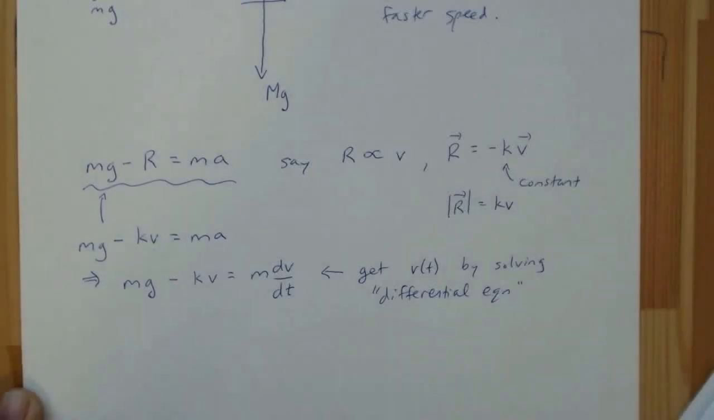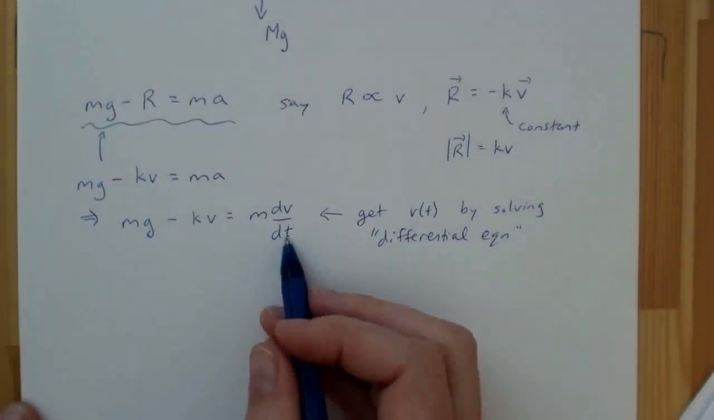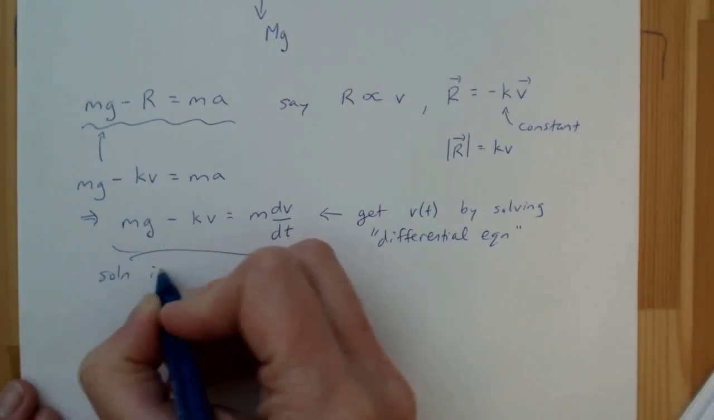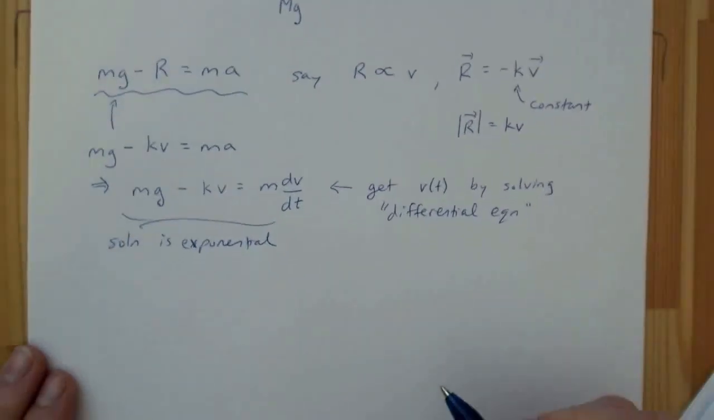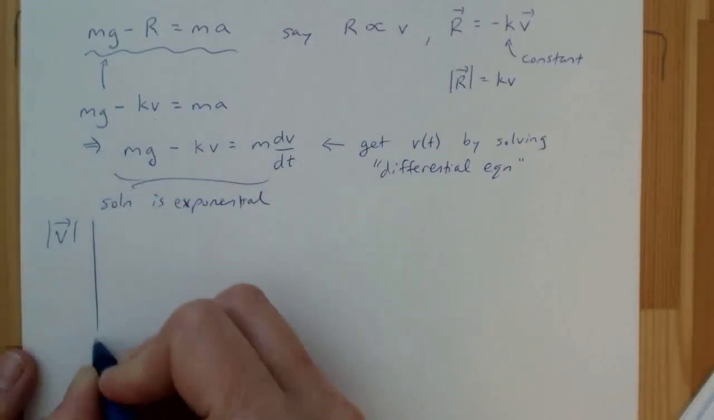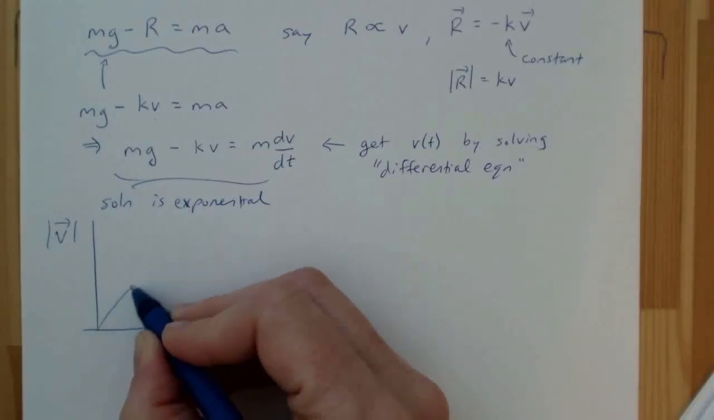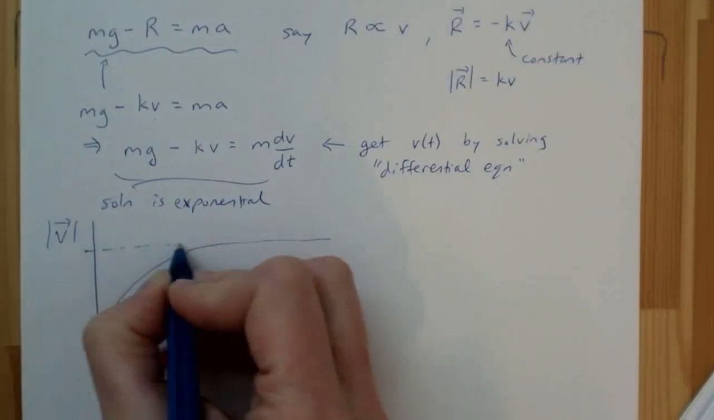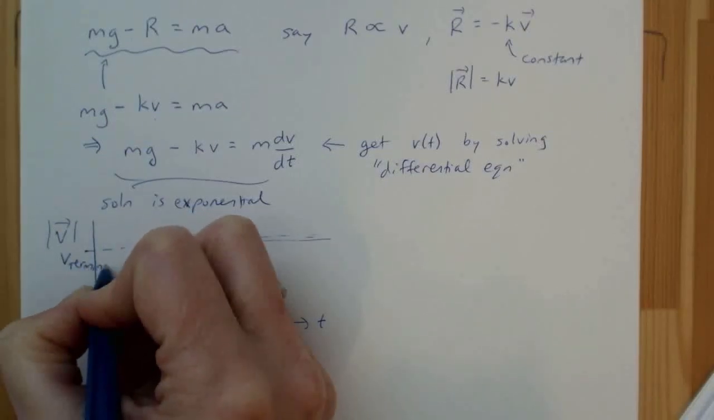All right, so the differential equation, if you actually do take differential equations eventually, then you'll learn that the solution to this particular one is exponential. So the solution here is exponential. And so you can actually then plot the velocity or the speed more as a function of time, and it's going to then rise exponentially and then taper off at the terminal velocity. So this here would be our terminal velocity.